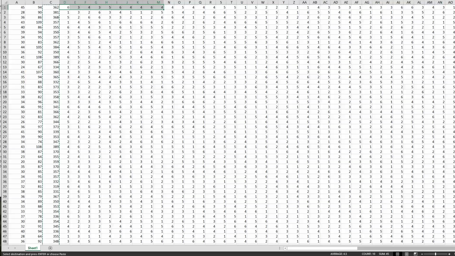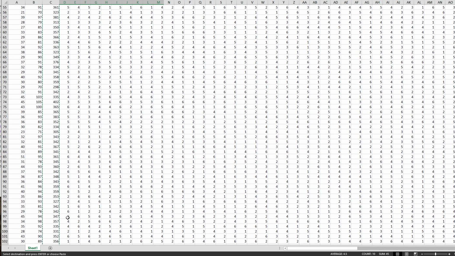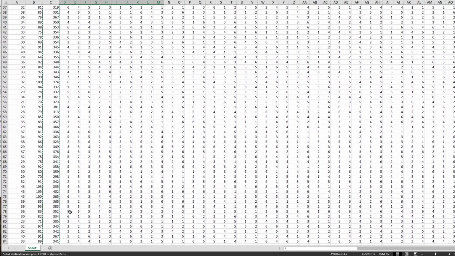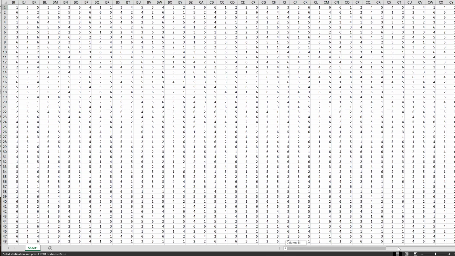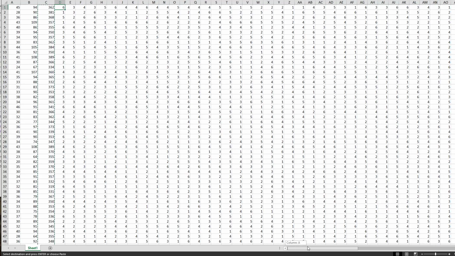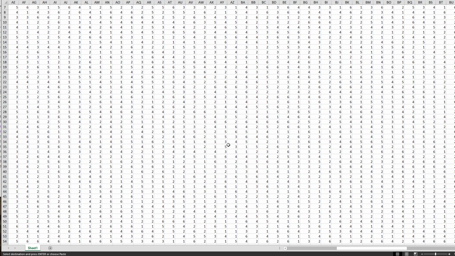I created a spreadsheet which has the following features. Each one of those cells, and there's 310 of them, rolls a random die between 1 and 6. And I roll 100 times for each row. So there's just a huge table of dice rolls.